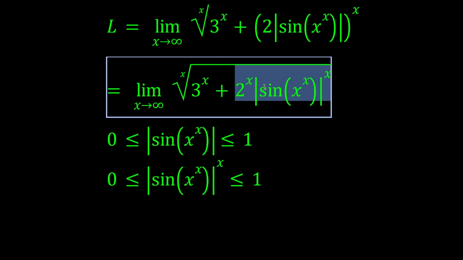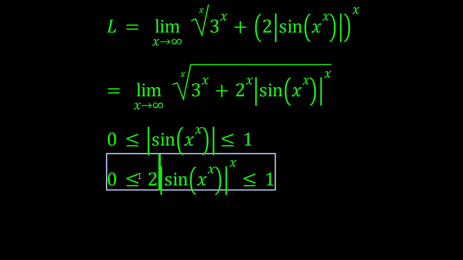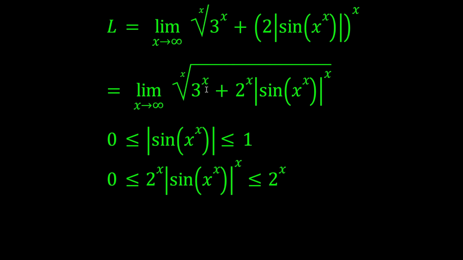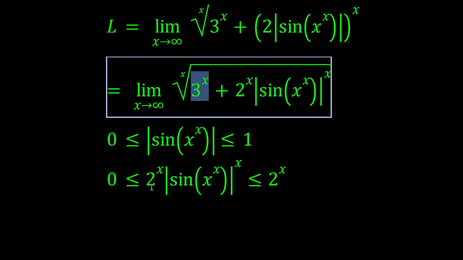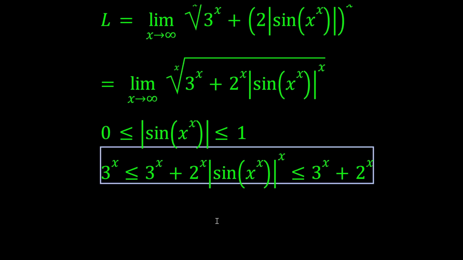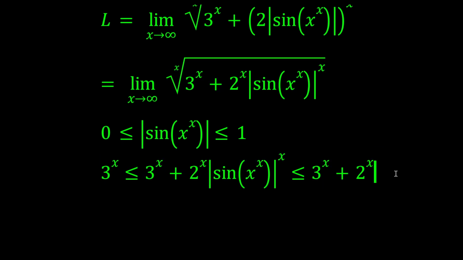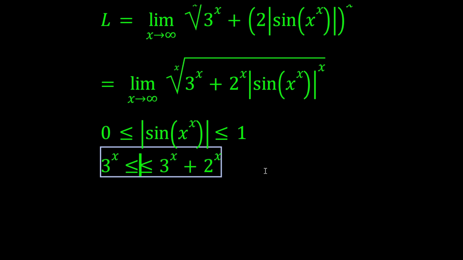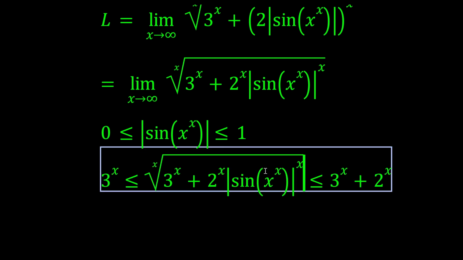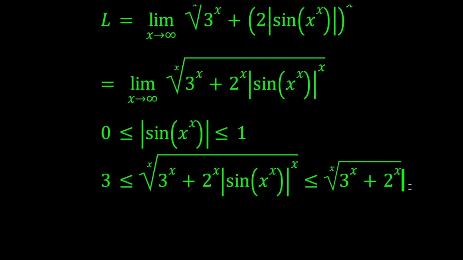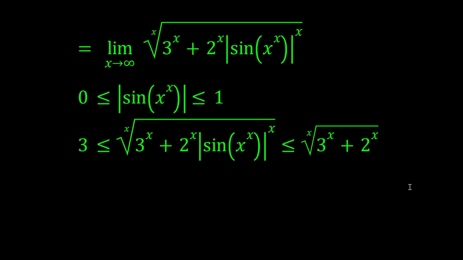Now we multiply by 2 to the x, which is positive, so no inequality sign changing. Then we add 3 to the x to both sides. Okay, so that should be fine. Now we need to take the xth root, which is just raising to the 1 on x power, right? So we can take the xth root of this part, and then the xth root of this part, and then the xth root of this would just be 3, right? Because 3 to the x times 1 on x.